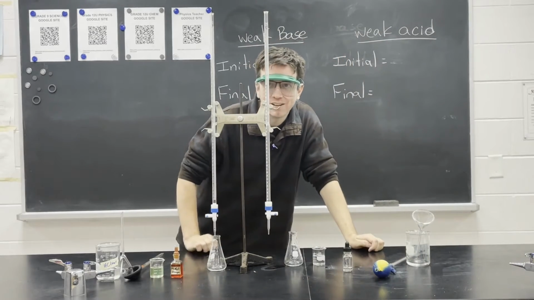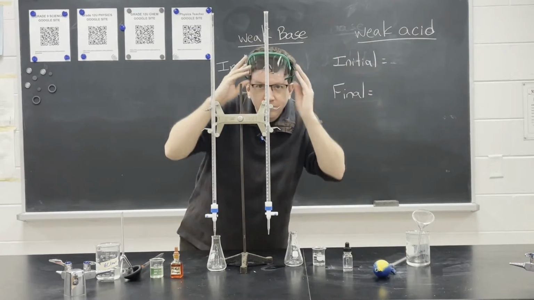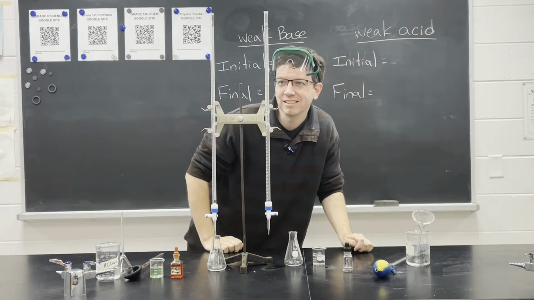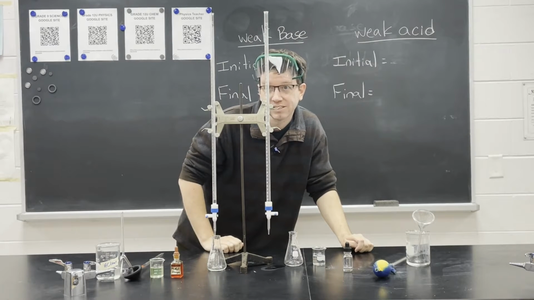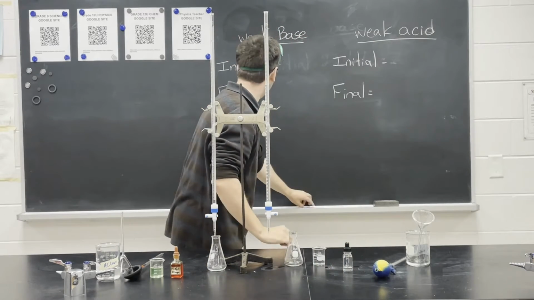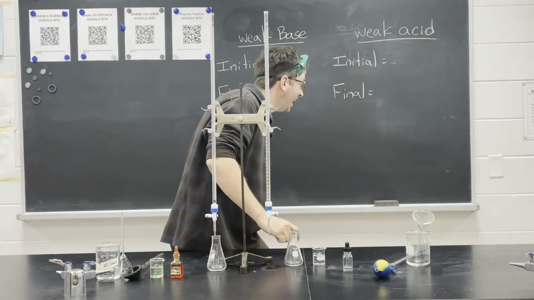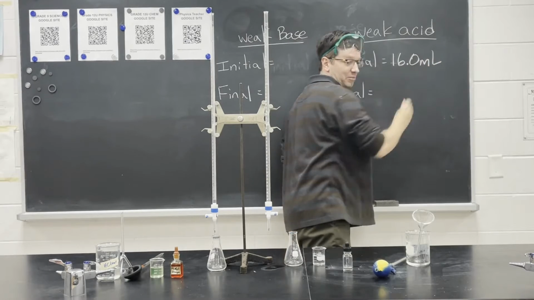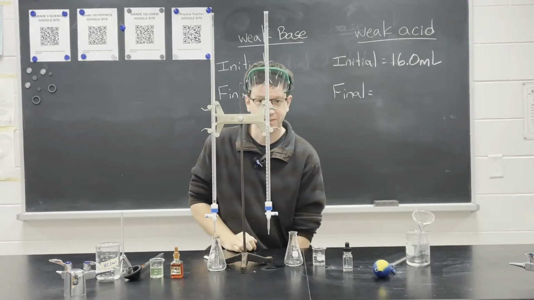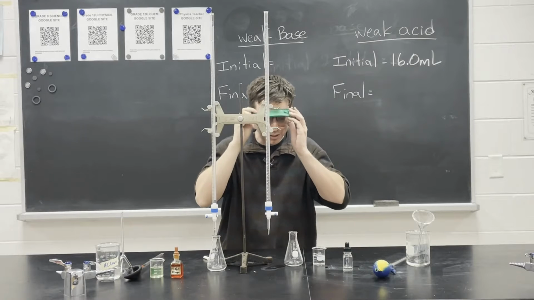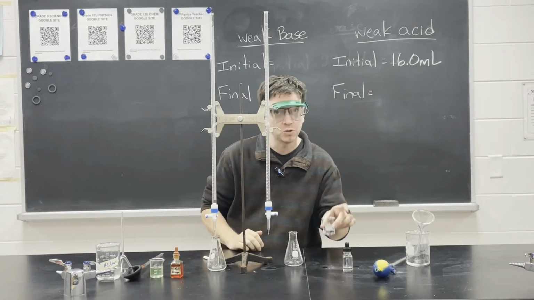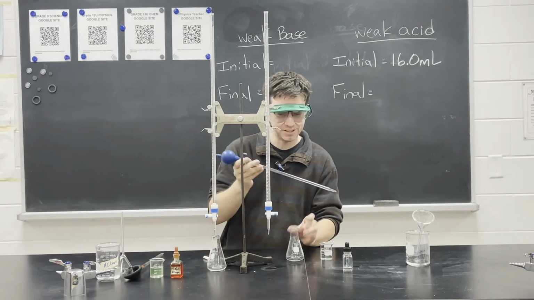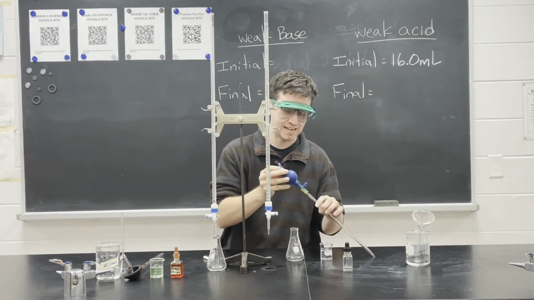So we have it at an initial value of 16. Wow, 16. That's a good start. So we're starting with our weak acid. Our initial value is 16.0 milliliters. So we're going to titrate that into exactly 20 milliliters of acetic acid. And I'm going to use my pipette to get exactly that amount.